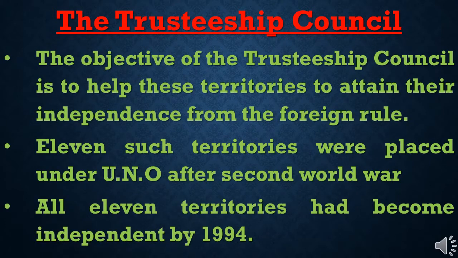The Trusteeship Council. This council was established for the better administration of those territories which were once in the possession of Germany, Italy, and Japan. The main objective of this council is to help those territories to attain their independence from foreign rule. 11 such territories were placed under the UNO after the Second World War. All such territories had become independent by 1994.